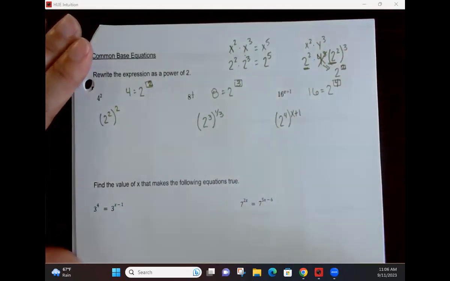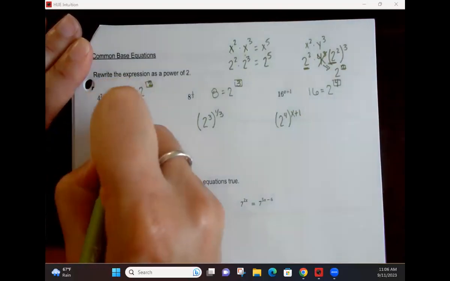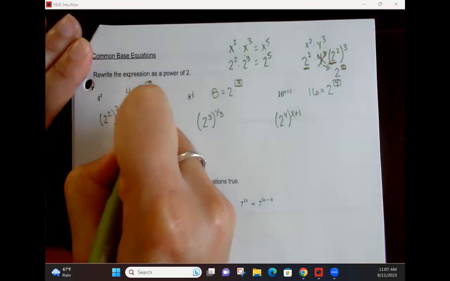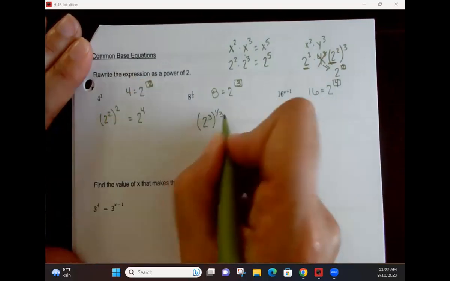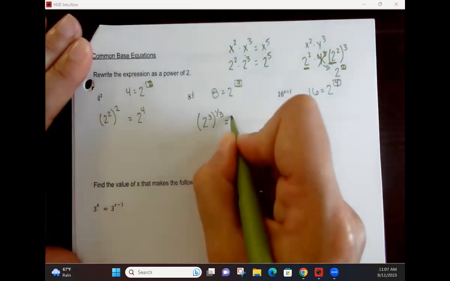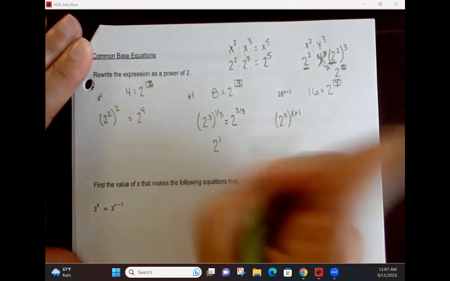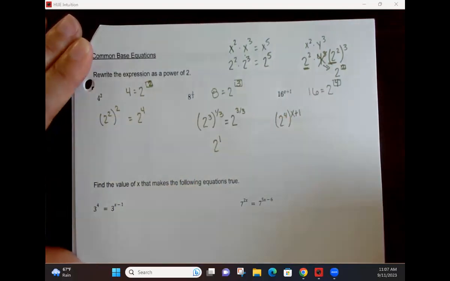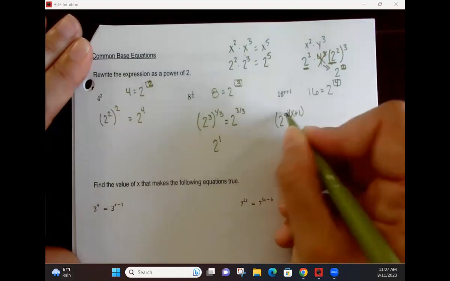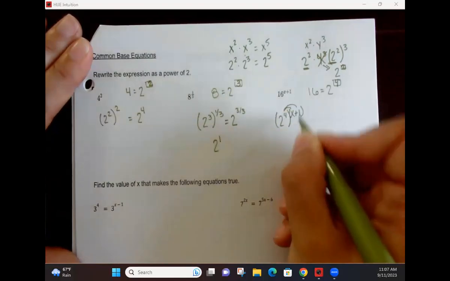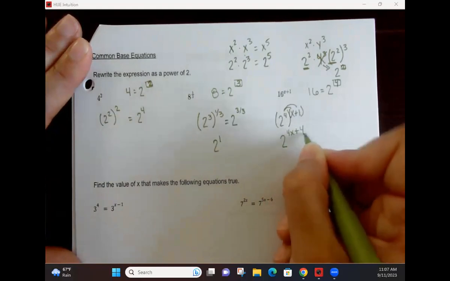And then in some of these cases, we can simplify. So this would be power to a power we multiply, 2 to the fourth power. Power to a power we multiply, this would be 2 to the 3/3 power, or just 2 to the first. And then here where I've got an expression for my exponent, I'm still going to multiply, but we have to distribute. So this would be 2 to the 4x plus 4 as my exponent.